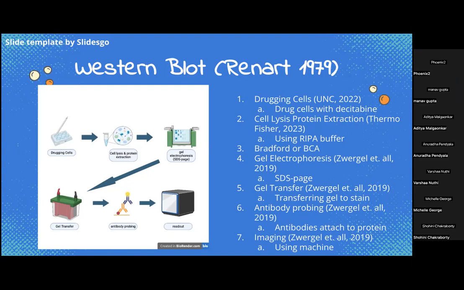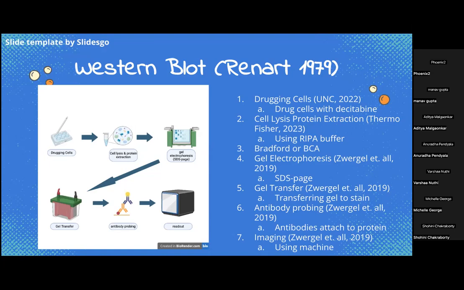And next, the gel is transferred to a membrane, usually something called a PVDF membrane or a nitrocellulose membrane. And the gel and the membrane are kind of sandwiched together, and an electrical current is used to transfer the proteins from the gel to the membrane. Then the primary antibody is incubated with the solution and binds to the target protein. So this is an important step because the primary antibody attaches to the protein that we're trying to measure and see if it's being expressed.